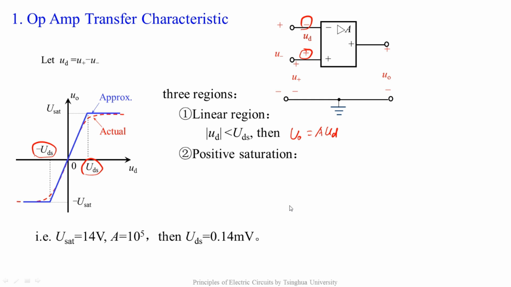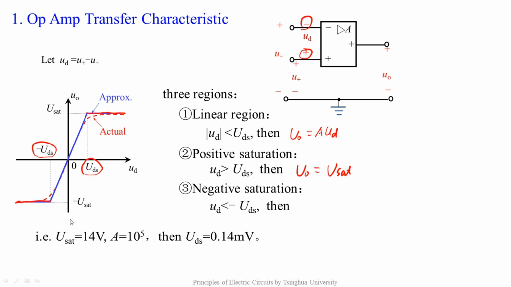The second region is a positive saturation region that's shown here. In this region, UD is larger than UDS. The output UO remains constant. It equals the positive saturation voltage. The third region is the negative saturation region, that on the left. In this region, UD is less than minus UDS. The output is constant too. It equals the negative saturation voltage.